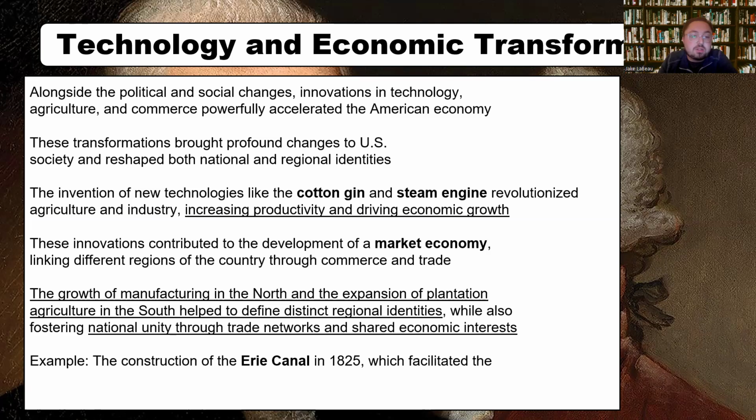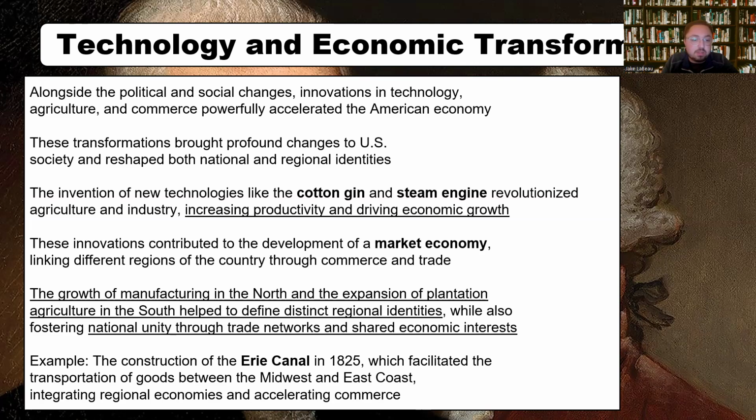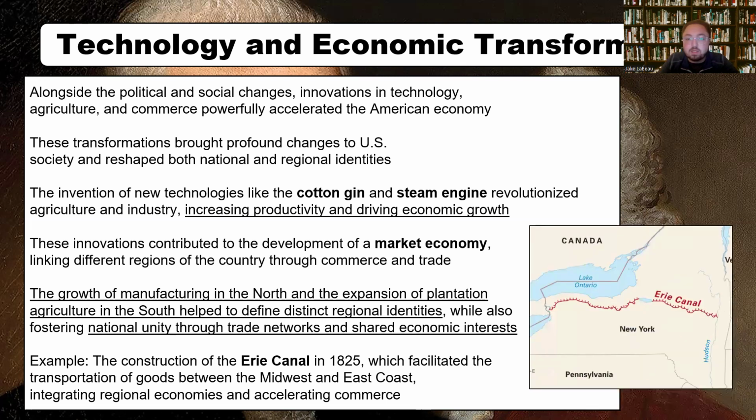For example, the construction of the Erie Canal in 1825 is going to facilitate the transportation of goods between the Midwest and the East Coast, integrating regional economies and accelerating commerce. If you take a look at this picture, you have the Erie Canal and the Hudson River. They dug this canal going through New York State and down to Erie, so that they could trade between the Great Lakes region all the way out to the Atlantic Ocean.